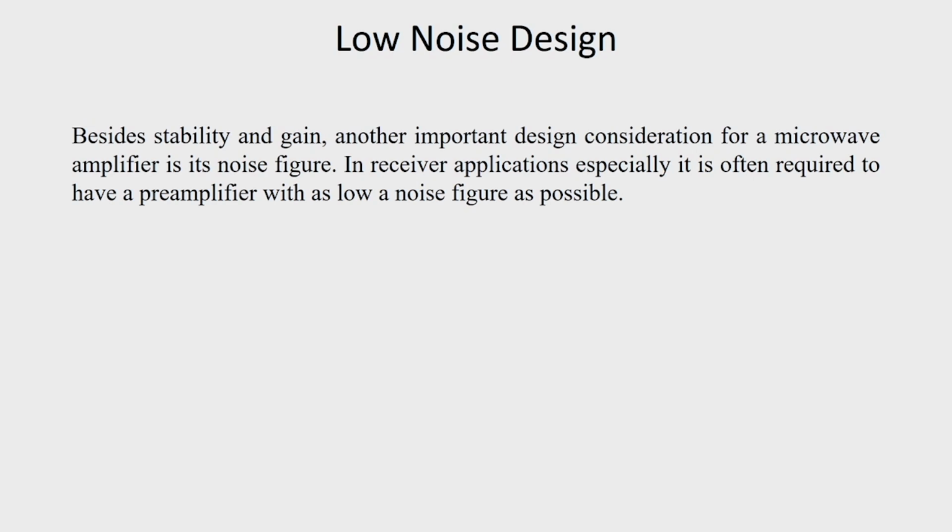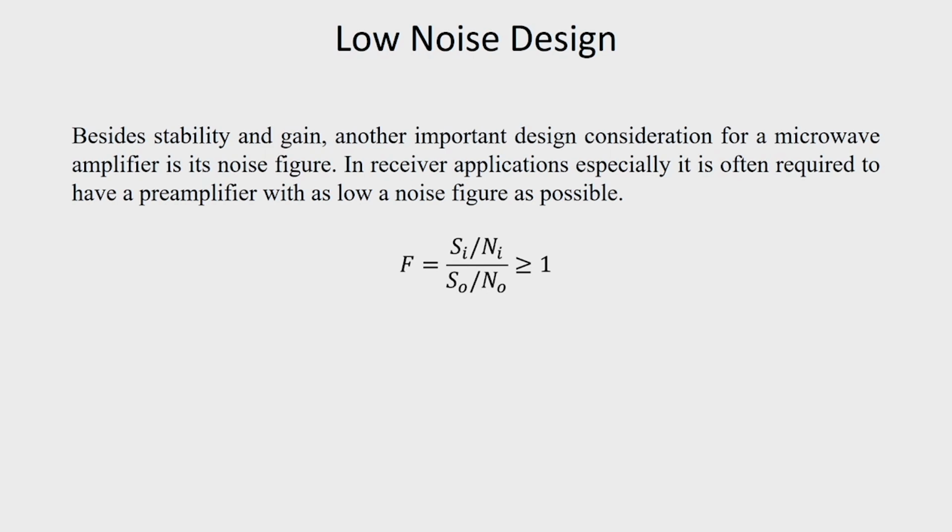Now, we know that amplifiers add noise, and noise figure is defined as the signal to noise ratio at the input divided by the signal to noise ratio at the output of the system, and usually it is greater than 1, because So by No at the output of the amplifier becomes lower than Si by Ni at the input of the amplifier.